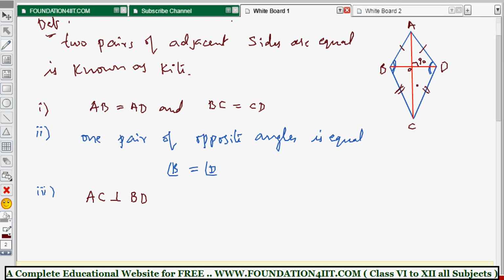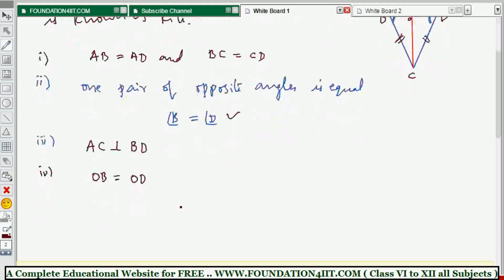And one of the diagonals is bisected by the other. OB is equal to OD. Only one of the diagonals. So OB is equal to OD, because angle B is equal to D. Only one of the diagonals is bisected by the other, not both.